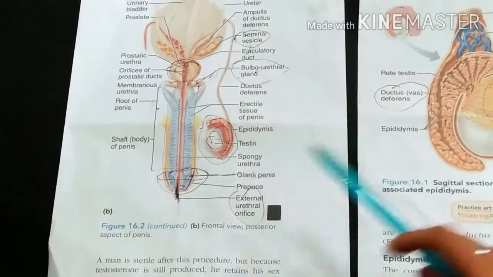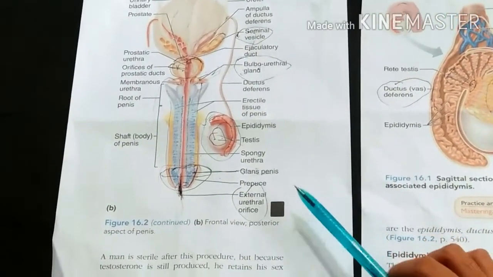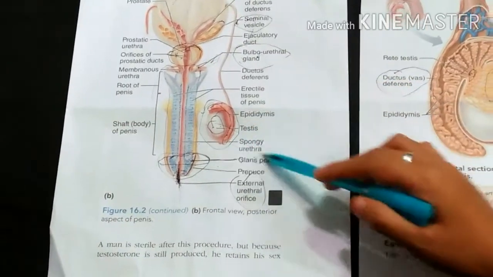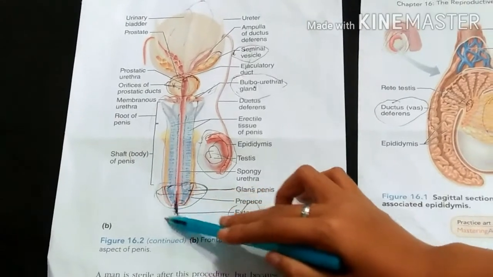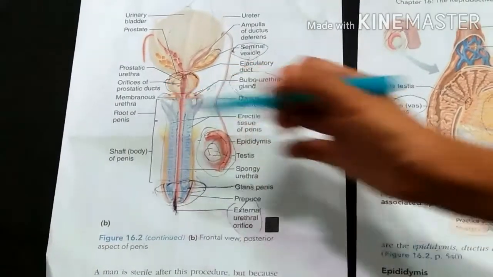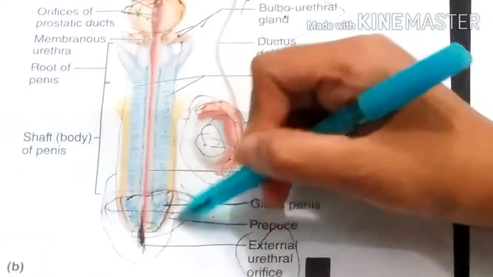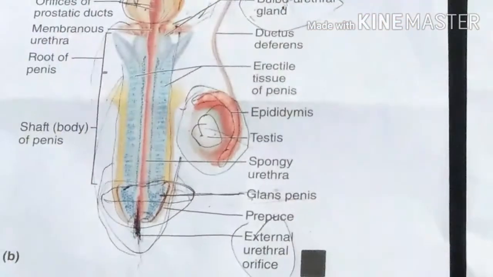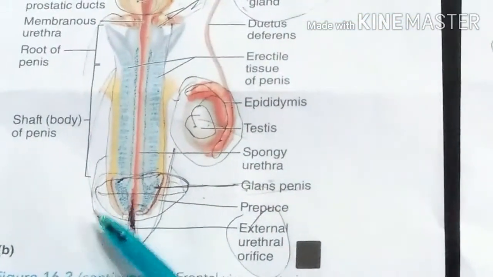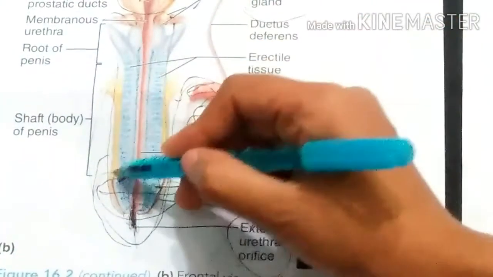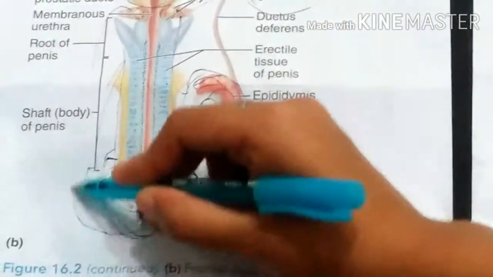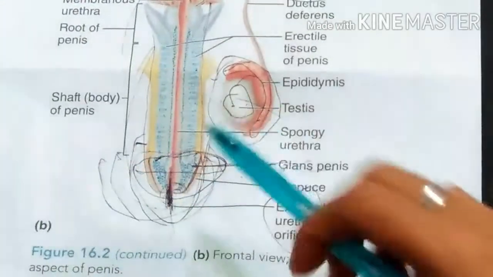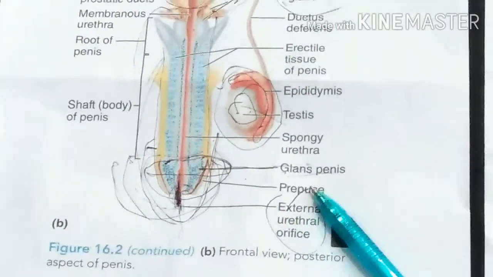The foreskin that attaches to the penis is called the frenum or the frenulum. This is the foreskin that attaches to the penis, the frenulum. The rounded base of the glans is called the corona. So, this is the corona, attached to the glans.